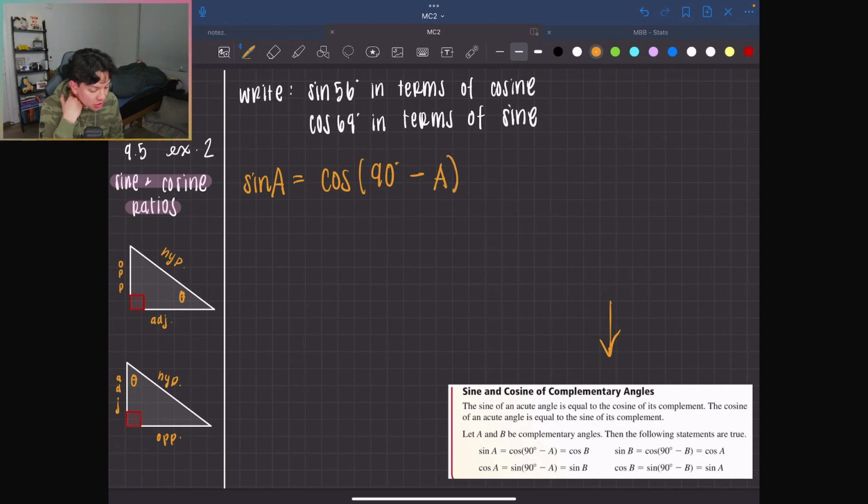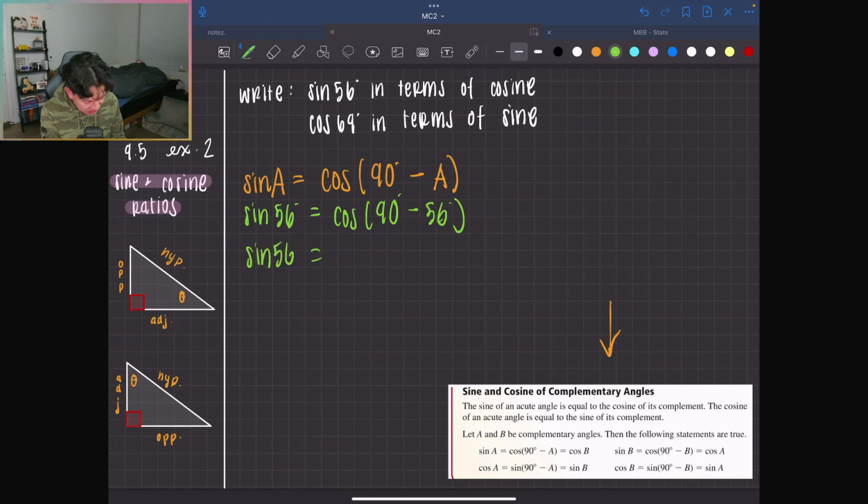Okay, so if I wanted to write sine of 56 in terms of cosine, then let's substitute this. So the sine of 56 degrees equals the cosine of 90 minus our A value. So what is our A value? It is 56. So sine of 56 degrees is the same exact thing as saying cosine of 90 minus 56, which is 34 degrees. So sine 56 in terms of cosine is cosine 34 degrees.